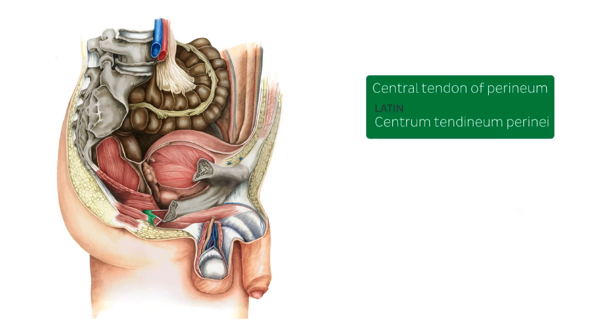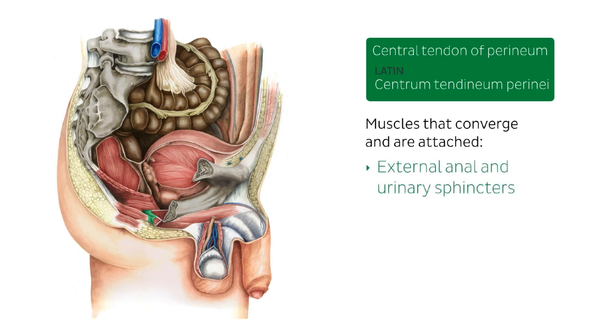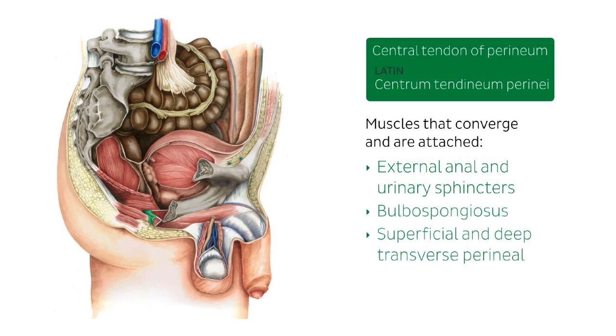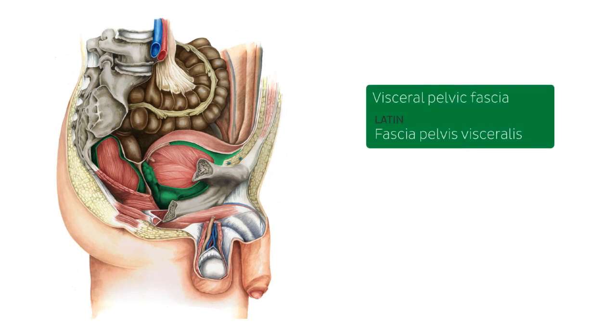There are also a list of muscles that converge and also attach to this structure, including the external anal and urinary sphincters, the bulbospongiosus muscle, the superficial and deep transverse perineal muscles, and the interior fibers of the levator ani. Second on that list that we looked at previously, now we're highlighting then the visceral pelvic fascia.